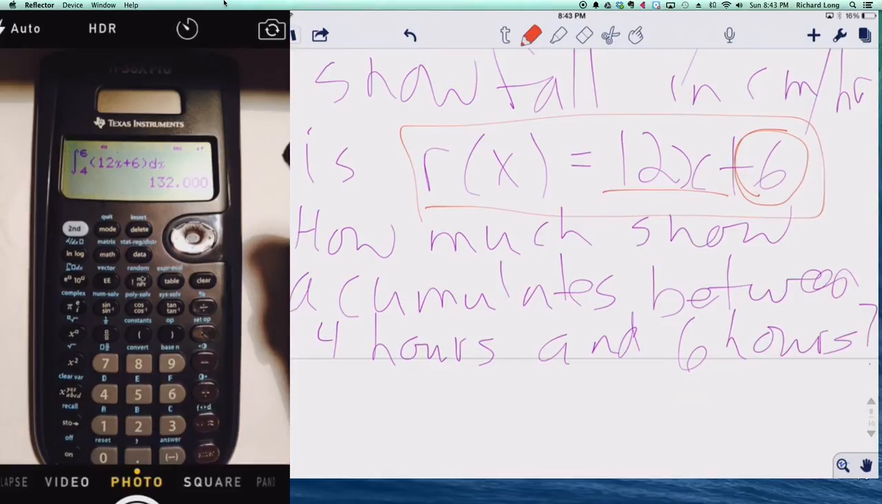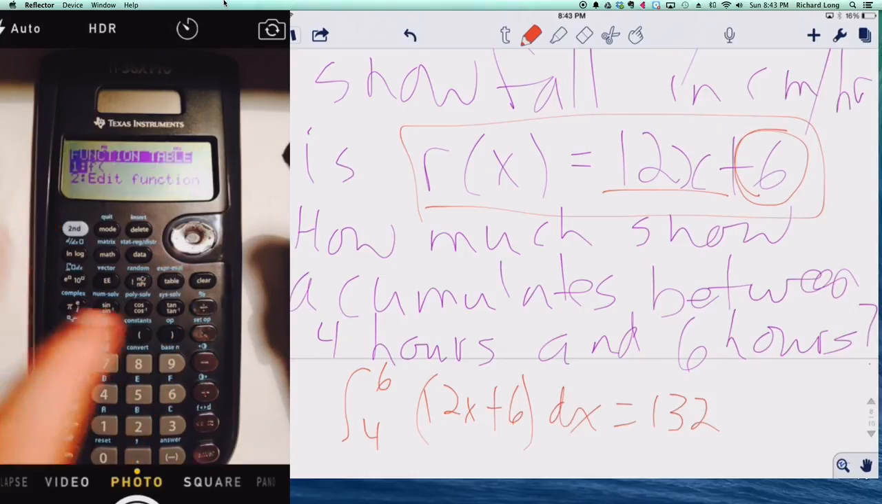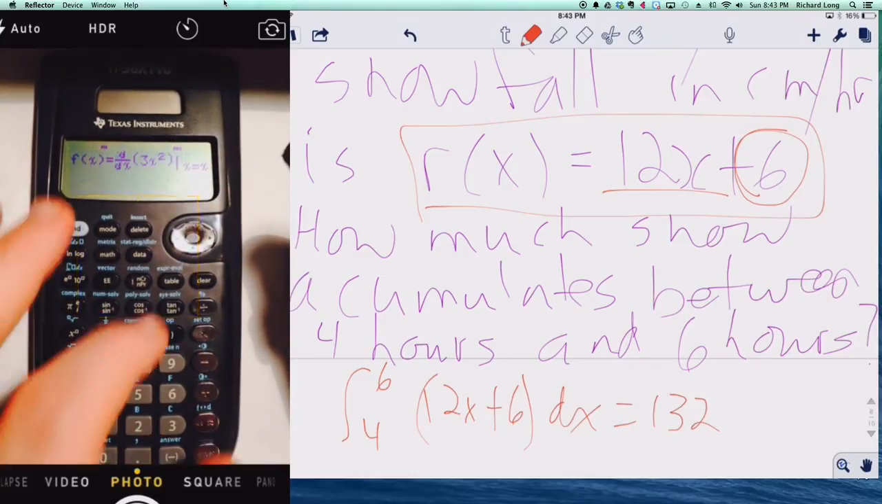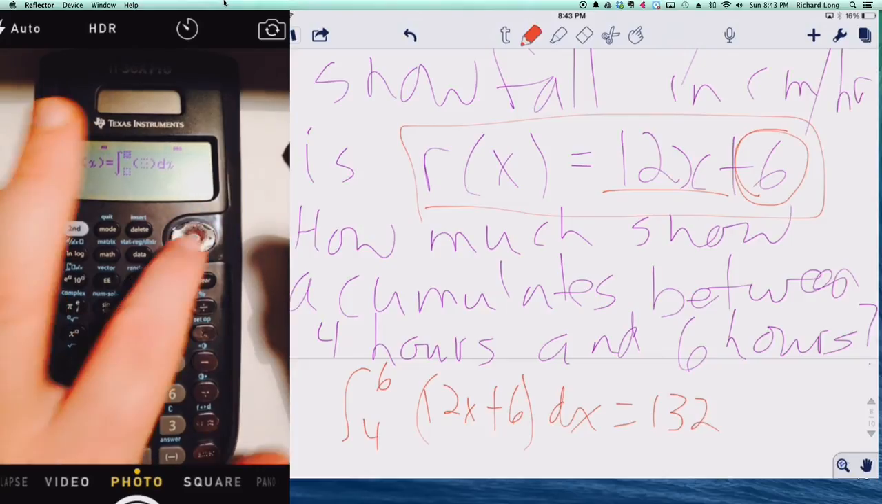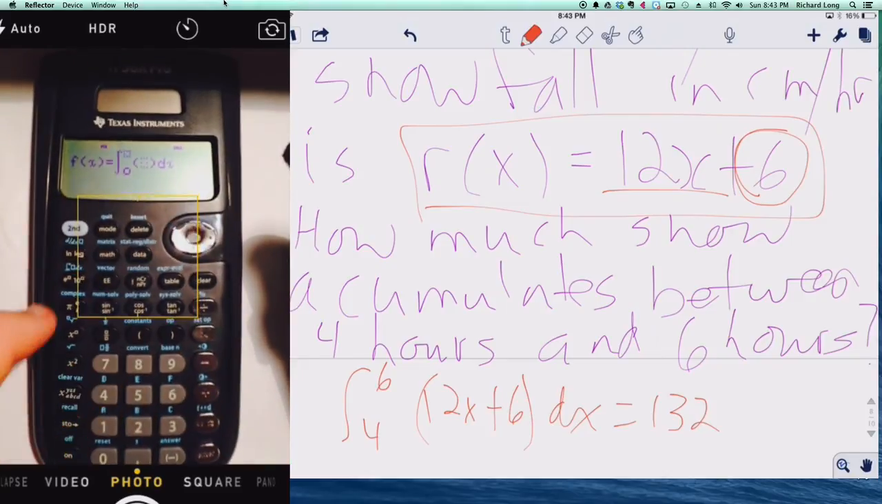That would be quite a doozy of a storm. So we would put the integral of 4 to 6 of 12x plus 6 dx equals 132. Now this is another one that we can put this function in a table. So we do the same thing again, edit the function, and let's clear that one out. In this case, I do second function, integral, and I'm going to go from 0 to x.